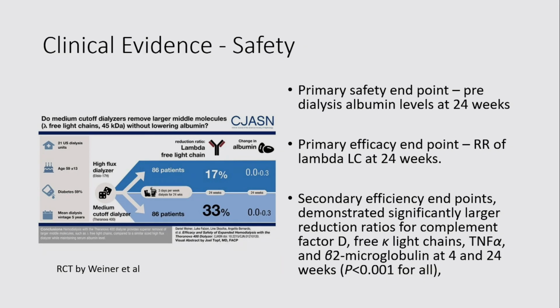And as other efficacy endpoints, the reduction ratio of the lambda light chain at 24 weeks was compared, and they found it was 33% more reduction ratio as compared to high flux membranes. In the secondary efficacy endpoints, there were also significantly larger reduction ratios for other large middle molecules like complement factor D, free kappa light chains, TNF alpha, beta 2 microglobulin at both 4 weeks and 24 weeks.